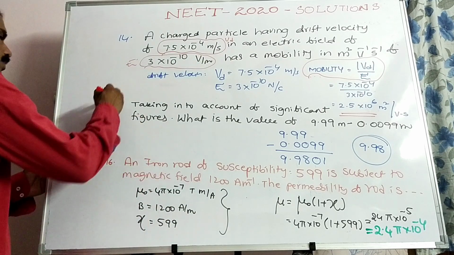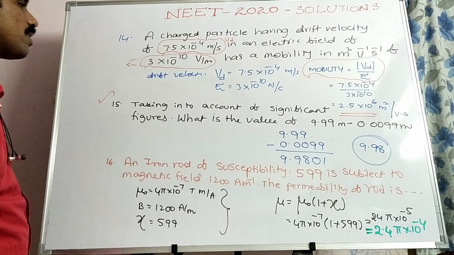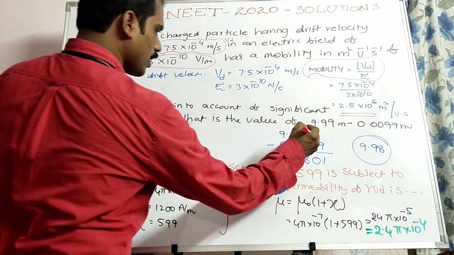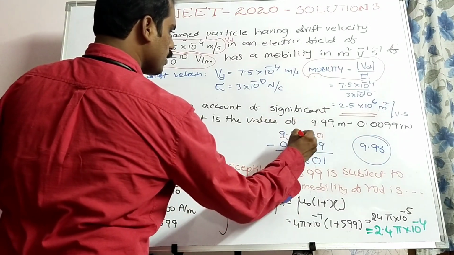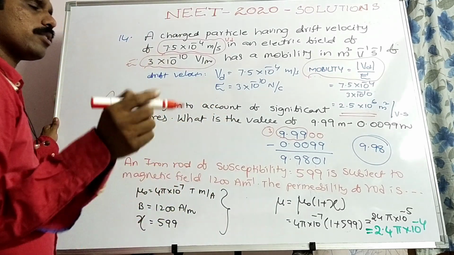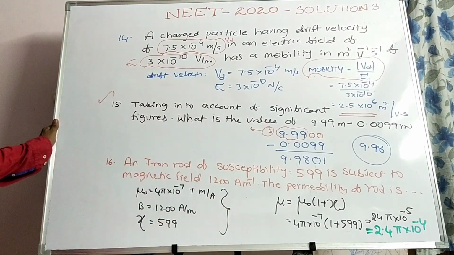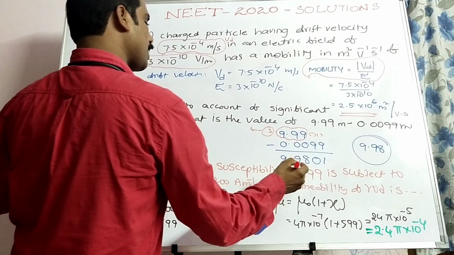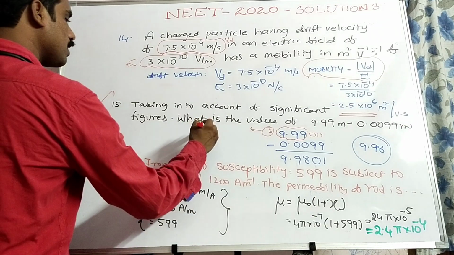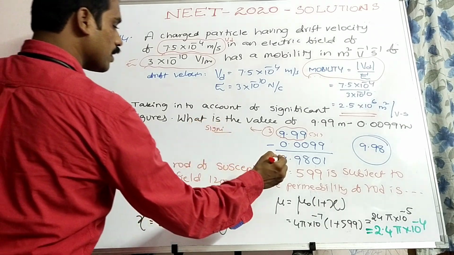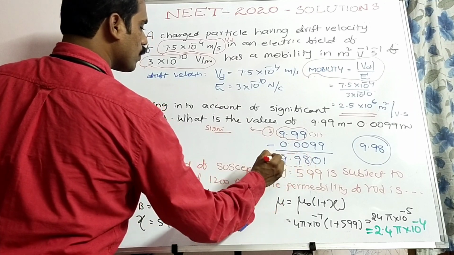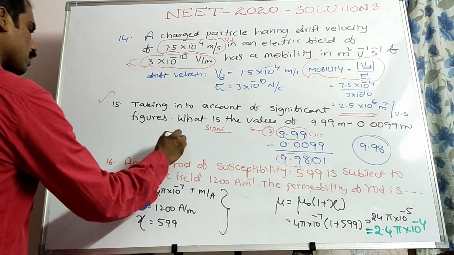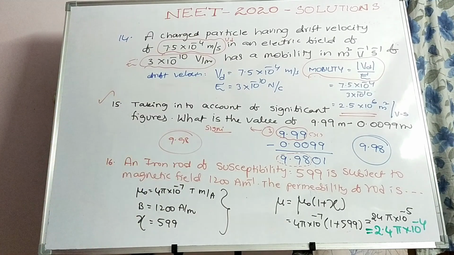Now here is another question. Taking into account significant figures, what is the value of 9.99 meter minus 0.0099 meters? Of course 9.99, here we have only three significant figures. So the final answer must be given in three significant figures. After subtraction we will get 9.9801. As we have only three significant figures, the answer will be 9.98 only.